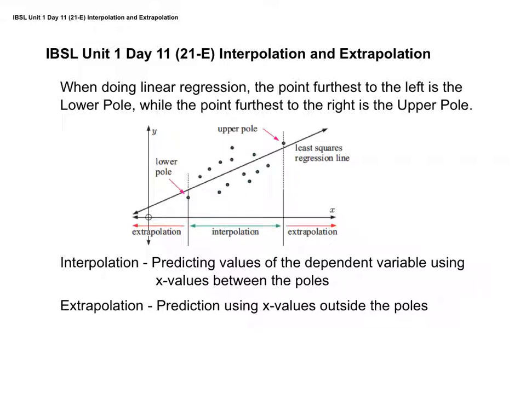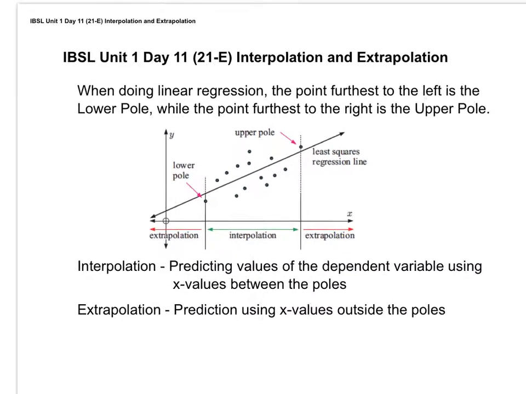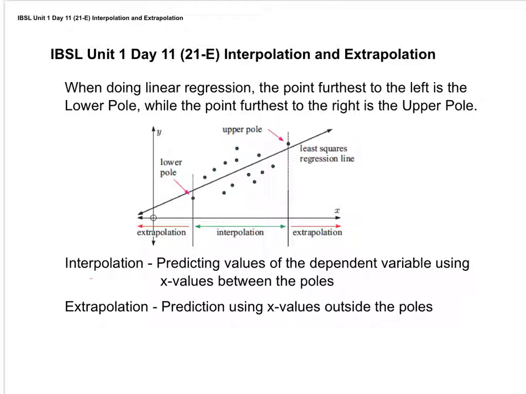So the whole point of creating that model is, of course, so we can use it for something. All right. So when we got this line of best fit, the point of doing that was so that we could do something that's called interpolation. Okay, interpolation. When we're doing linear regression, the point furthest to the left is called the lower pole. All right. The point furthest to the right is called the upper pole, and that's where we get the polation part of these terms.